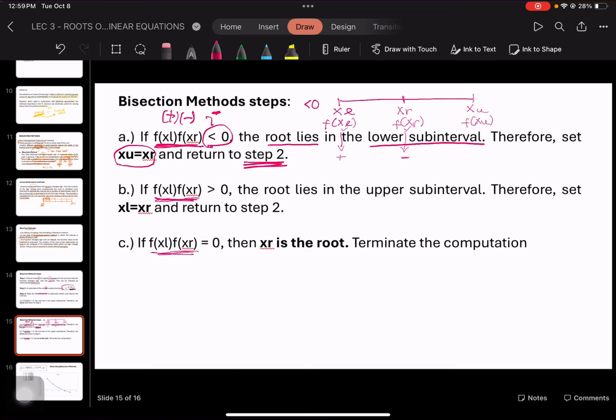So, ano nga ang ibig sabihin if there is a change in sign in the function? It means to say, somewhere within this range, nandoon yung hinahanap natin na root. So, bale, in your next iteration, this will be your XL. This will be your XU na. So, that's why nag-set tayo dito ng XU is equals to XR. Then, you repeat the process. Punta ka sa step 2, which is to compute na naman yung bagong XR mo. Then, you continue the process. Nakuha?